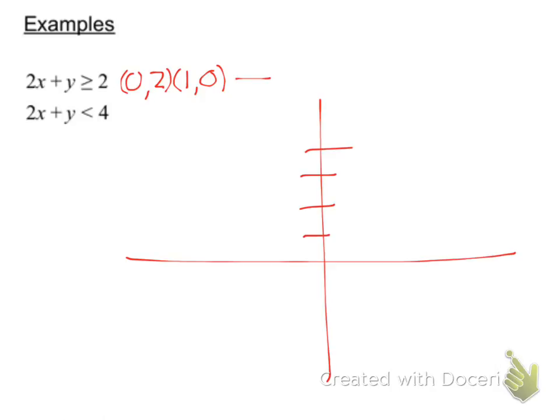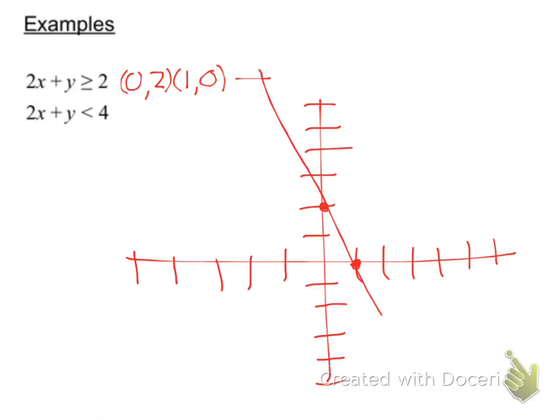So that when I go down here and I make my graph, I'm going to be able to say, I know that when I connect my intercepts, I'll get a solid line. 0, 2, and 1, 0. Is everybody okay with that? And it's going to be a solid line. Try to make it the best I can.